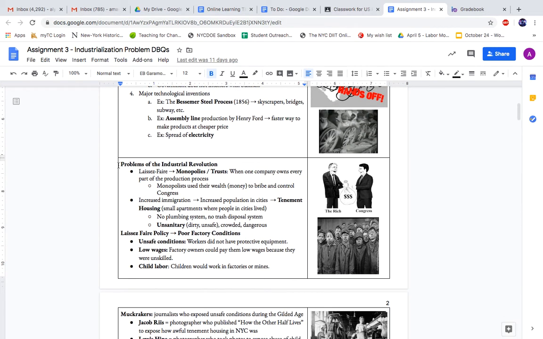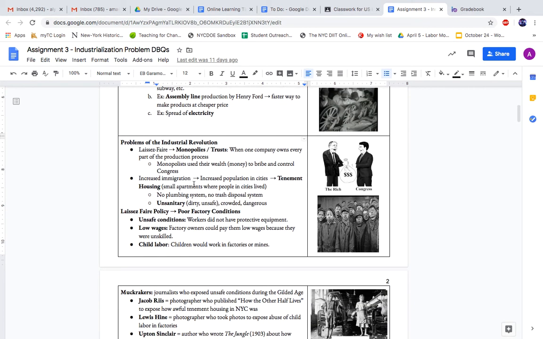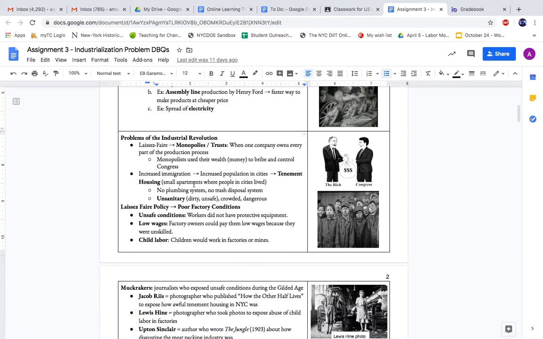Now, some problems during the Industrial Revolution that we already talked about. One was the development of monopolies or trusts. So remember, we had that laissez-faire government. The government's not telling businesses what to do. And this led to the development of monopolies or trusts, when one company owns every part of the production process. So basically, when one company is the only type of that company that can run. So for example, if Nike was the only company that could make shoes, right? The owners of those companies, or monopolists, made tons of money and used their money or their wealth to bribe and control Congress, okay, to pass laws that supported businesses, not workers.